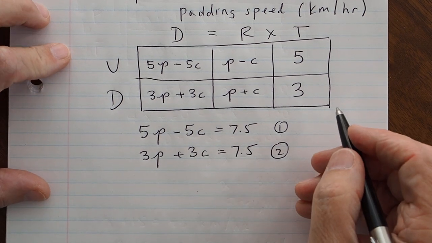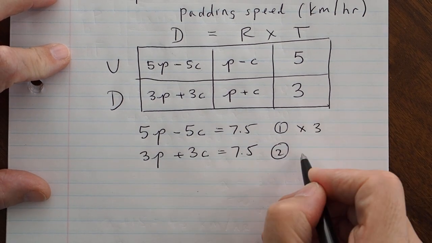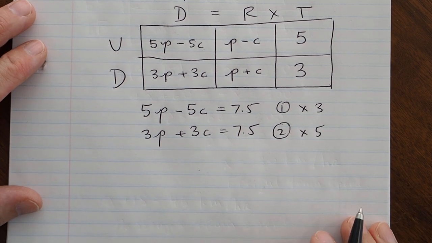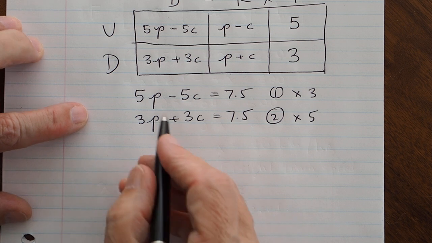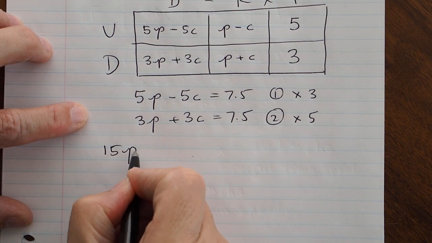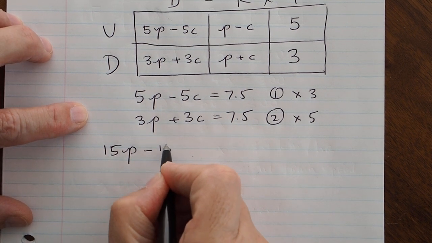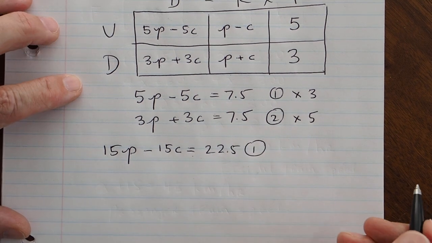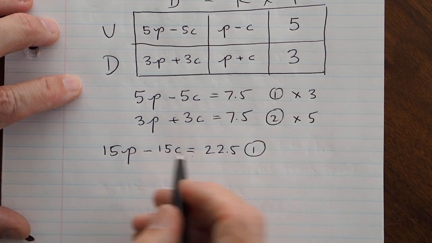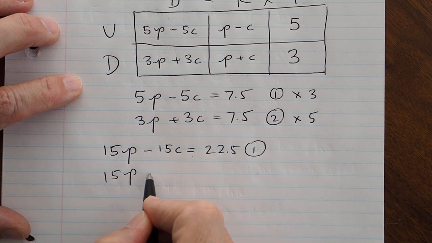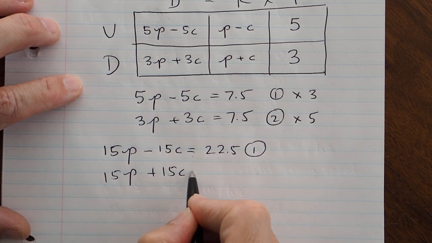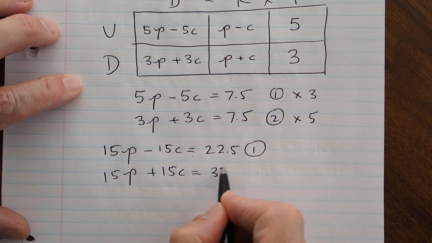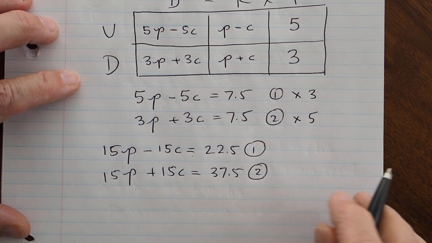Standard model for elimination here, I'd multiply this equation by 3 and this equation by 5, and that gives us matching 15 coefficients all round on the left side. And that would look like this then. 15p minus 15c equals 22.5, the new equation 1. Multiply by 5 through equation 2, that gives you 15p plus 15c equals 7 times 5, 37.5, equation 2.